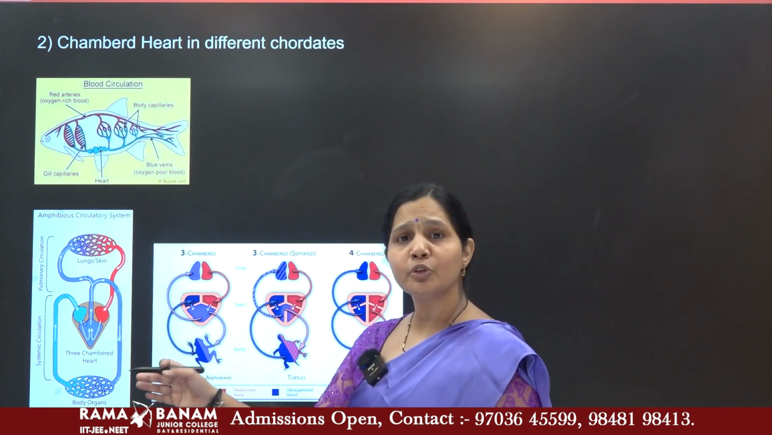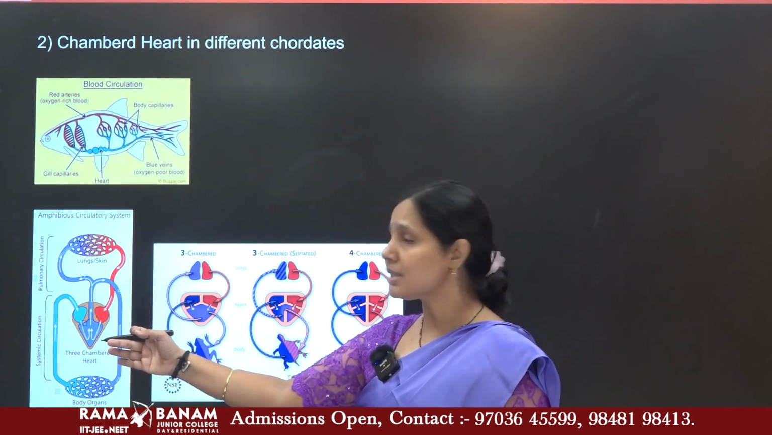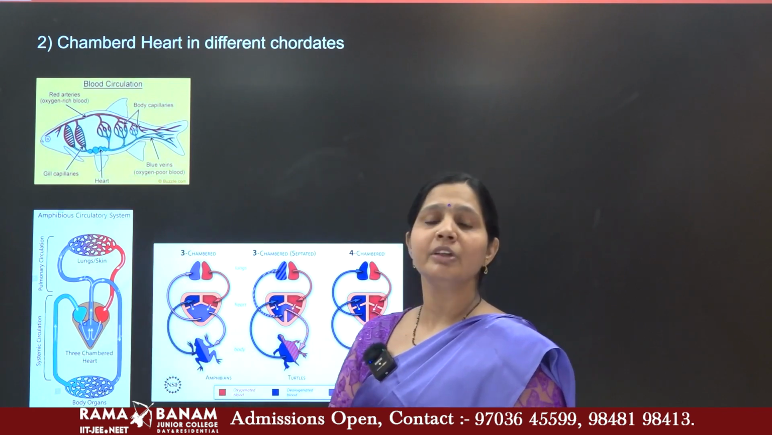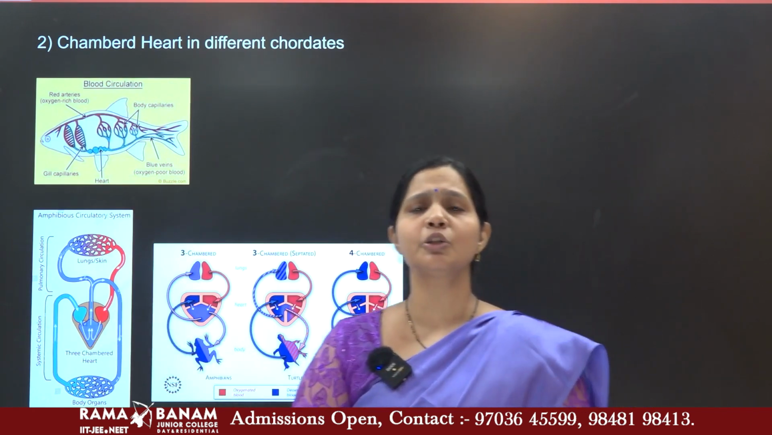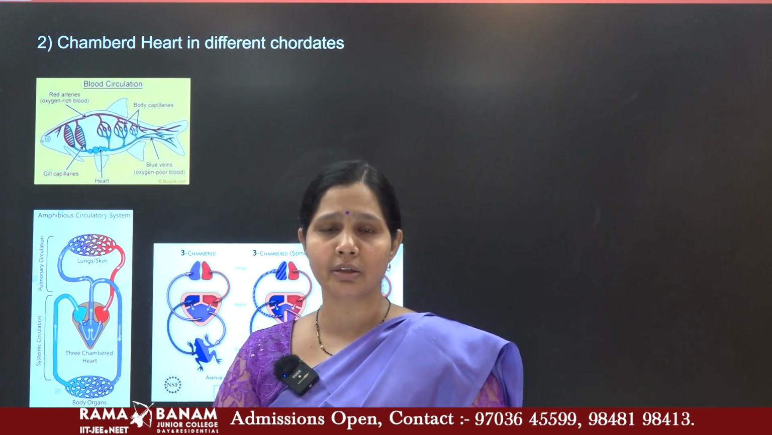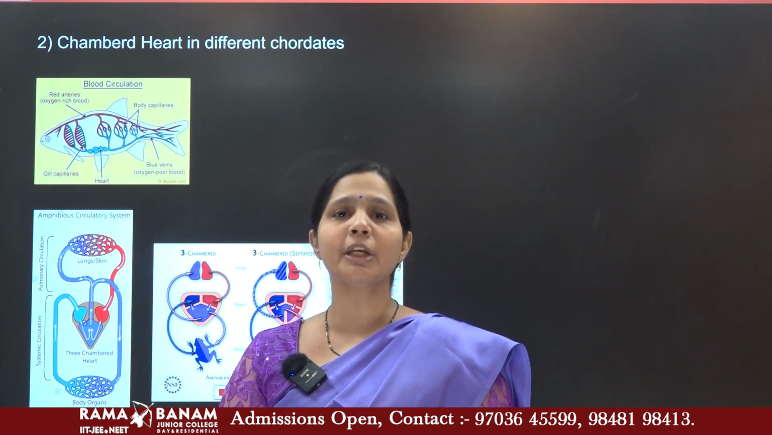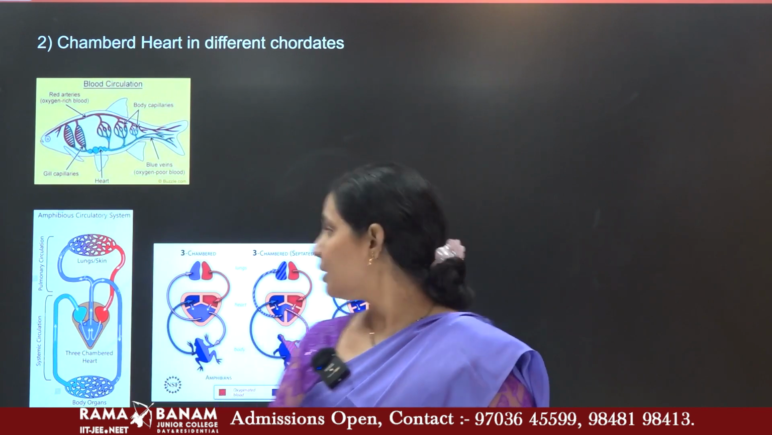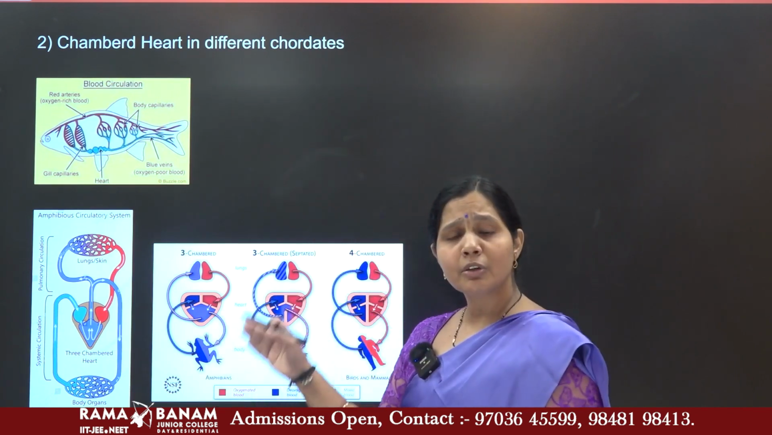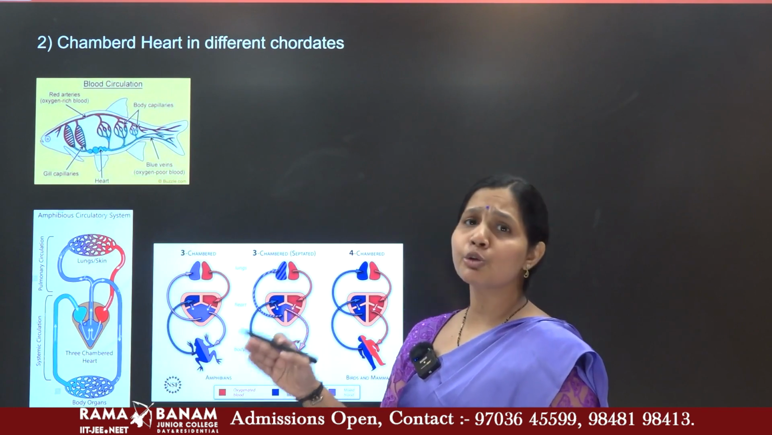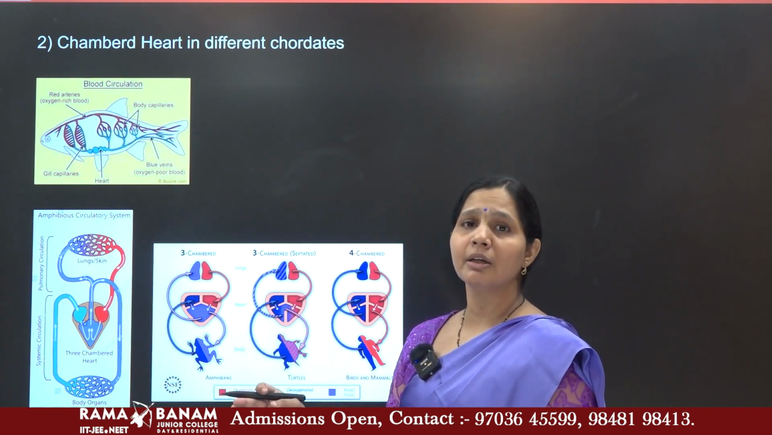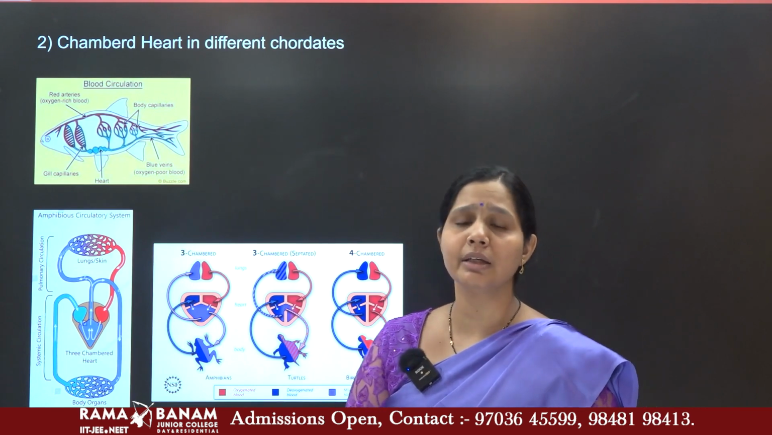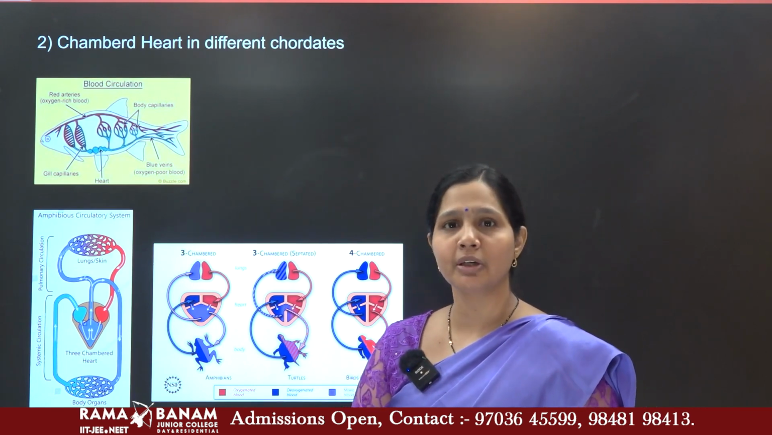Whereas coming to the next class, that is the class amphibians, here they have a three chambered heart, that is two atria and one ventricle, right. So, here a mixed type of blood can be seen. Next, the reptiles also have a three chambered heart, but with the exception of the crocodiles and alligators, which have a four chambered heart.